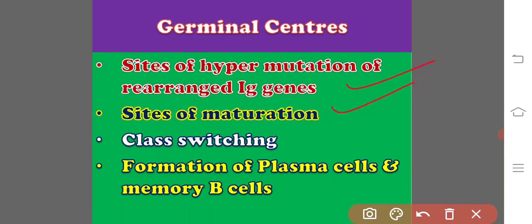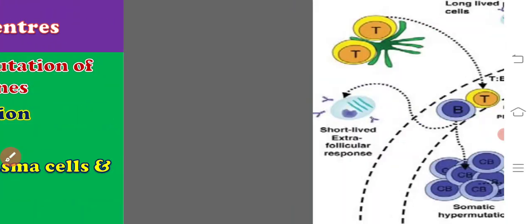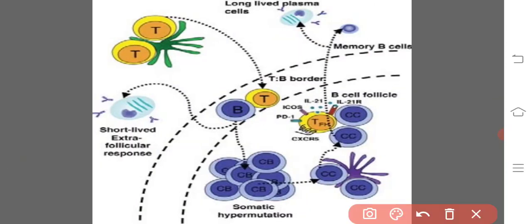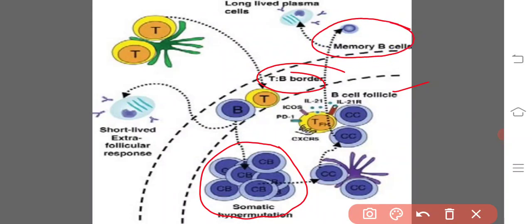Basically here, when we are talking about the humoral immunity, these are the B lymphocytes, and class switching of production of different kinds of antibodies, and the formation of plasma cells and the memory B cells. Here you can observe, this is the somatic hypermutation of the B cells, and here this is the B cell follicle, and this is a T cell B cell border, and these are the long lived plasma cells which are the memory B cells, and here short lived extrafollicular response where we can find the effector B cells. So these are the germinal centers.